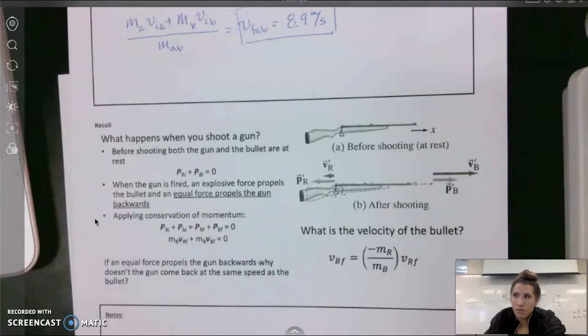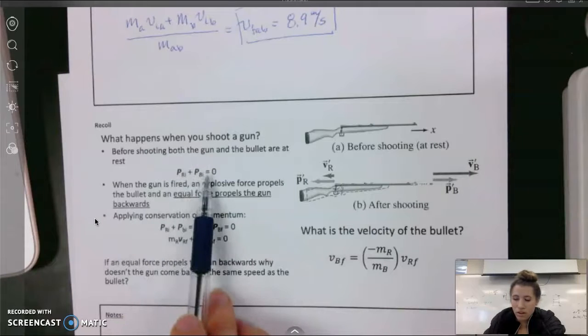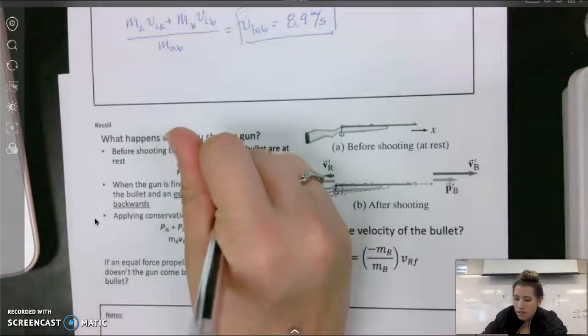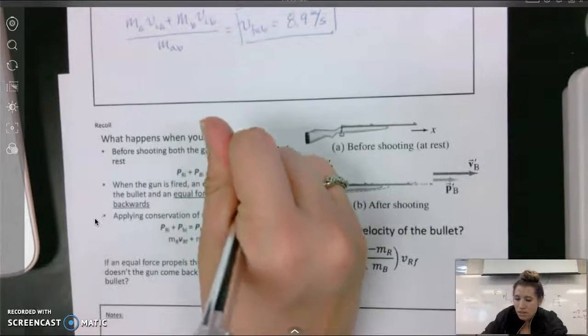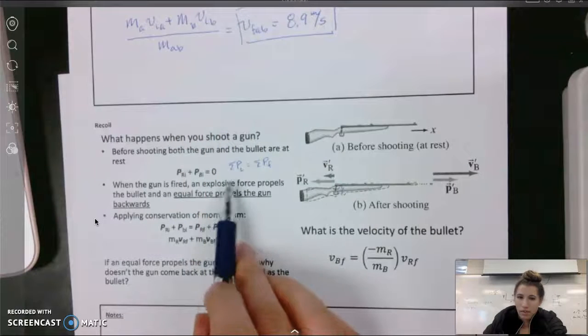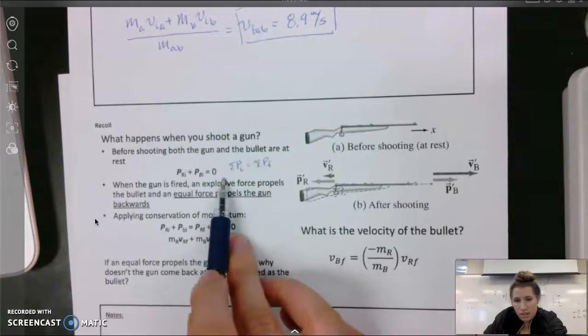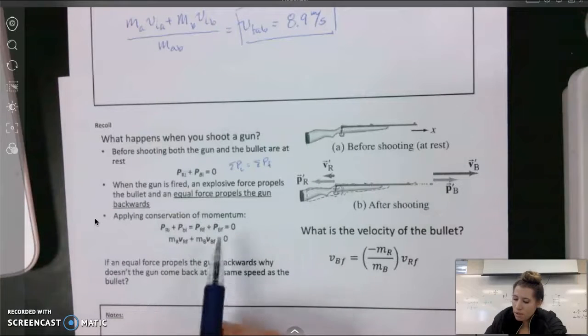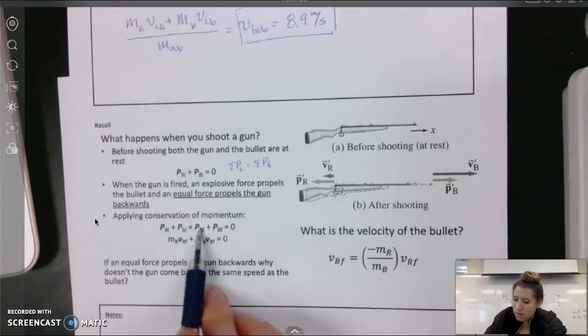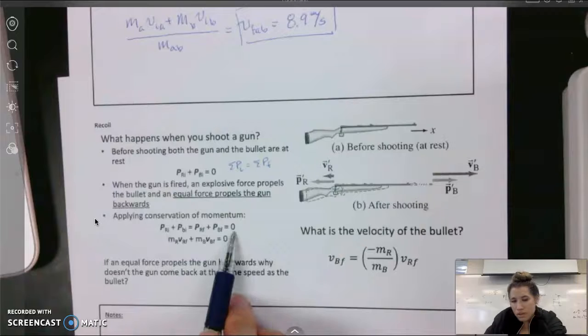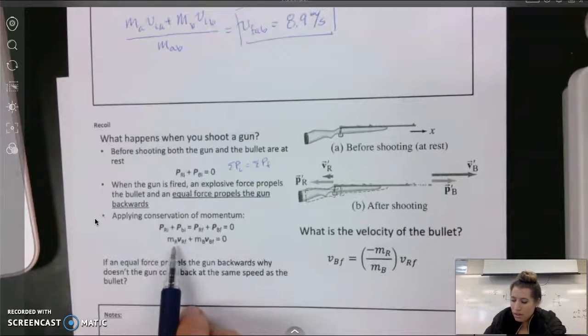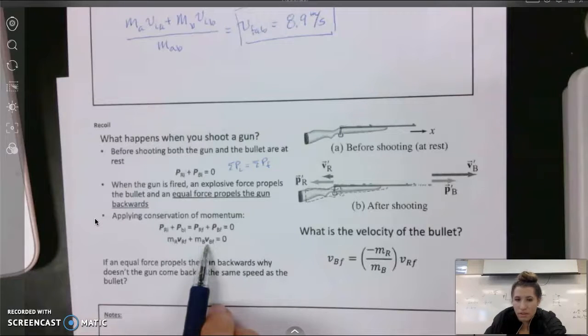We have this mass component that comes in. We have conservation of momentum as well. So if this is what we're starting with, the sum of the momentum initial has to equal the sum of the momentum final. And so if those are equal to each other and this is equal to 0, then the sum of momentum final must also equal 0. And then we'll break that up: the mass of the gun or the rifle multiplied by that final velocity plus the mass of the bullet multiplied by its final velocity must equal 0.